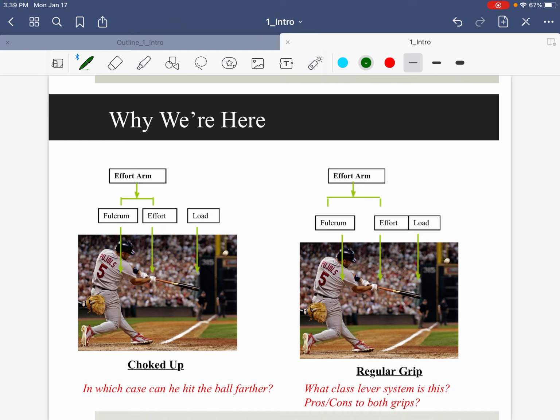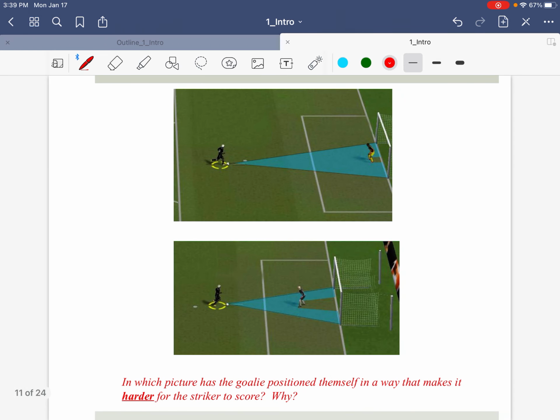In which case can he hit the ball farther, choked up or regular grip? When he's not choked up, he can hit the ball farther than when he's choked up. That's because the distance between the effort and the load is greater. When he's choked up, the distance between the effort and the load is smaller. This is going to make more sense to you when we get to it. Which class lever system is this? Well, it's a third class lever. You don't need to know this now, but we're going to be talking about it later.